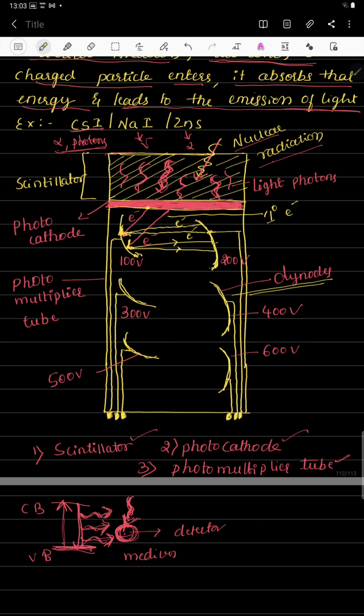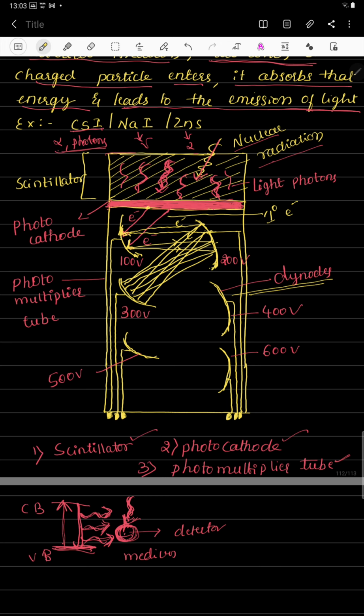As a result, a number of secondary electrons are produced here. Then these secondary electrons are further accelerated towards the third dynode. Already there are 2, and each of these leads to 2 more electrons. As a result, a number of electrons are ejected from the second electrodes.